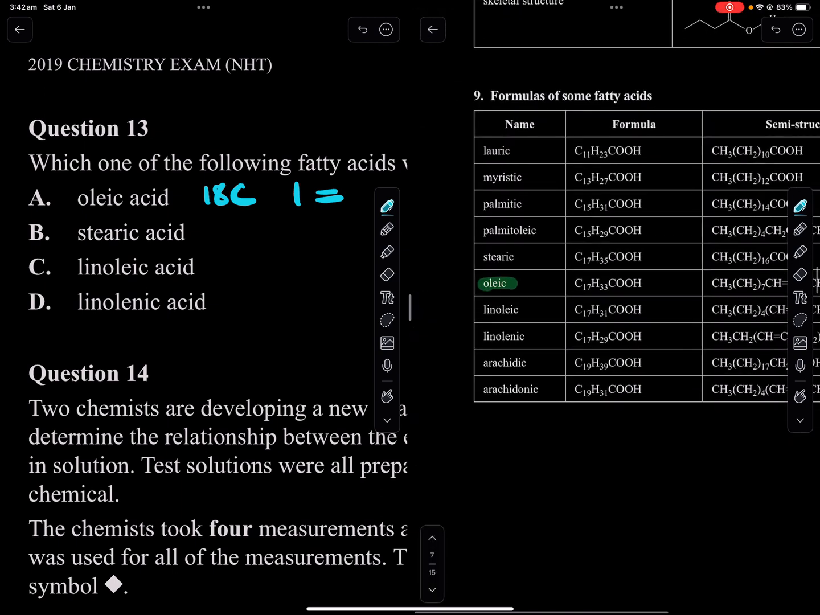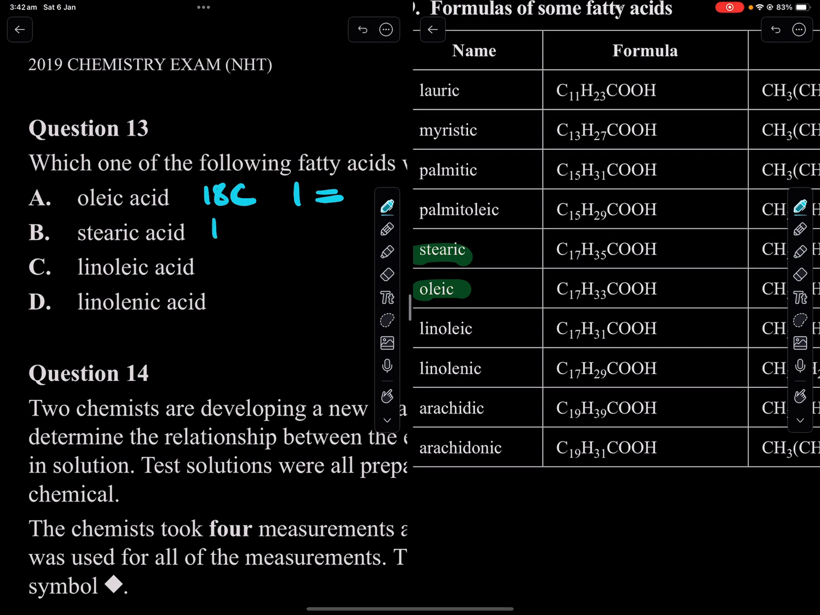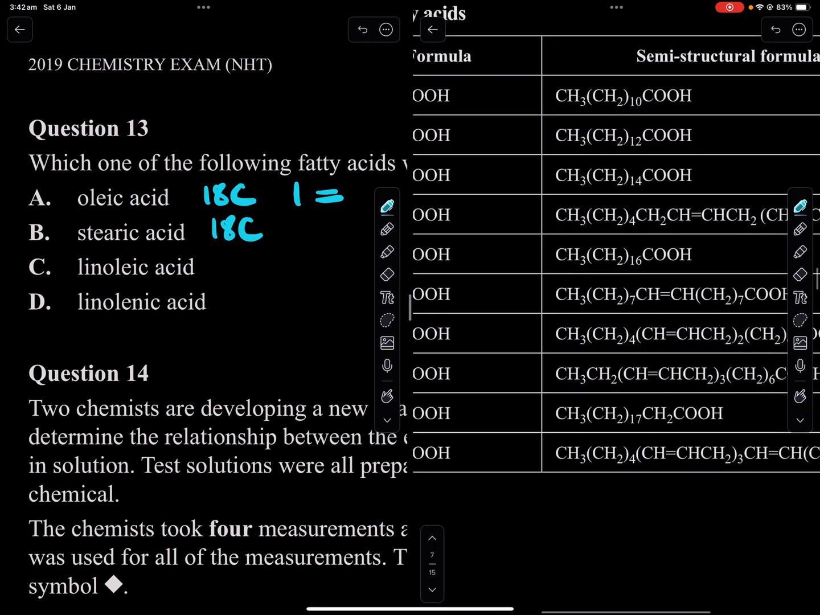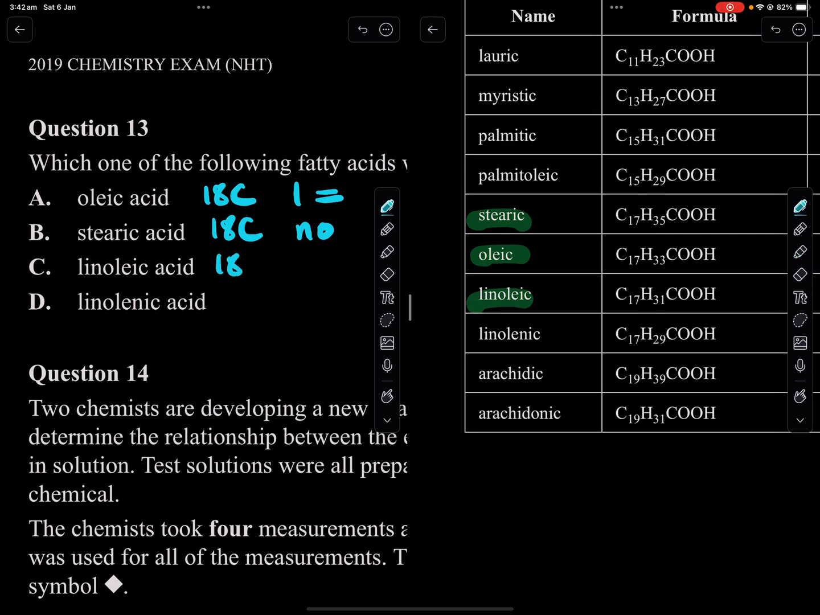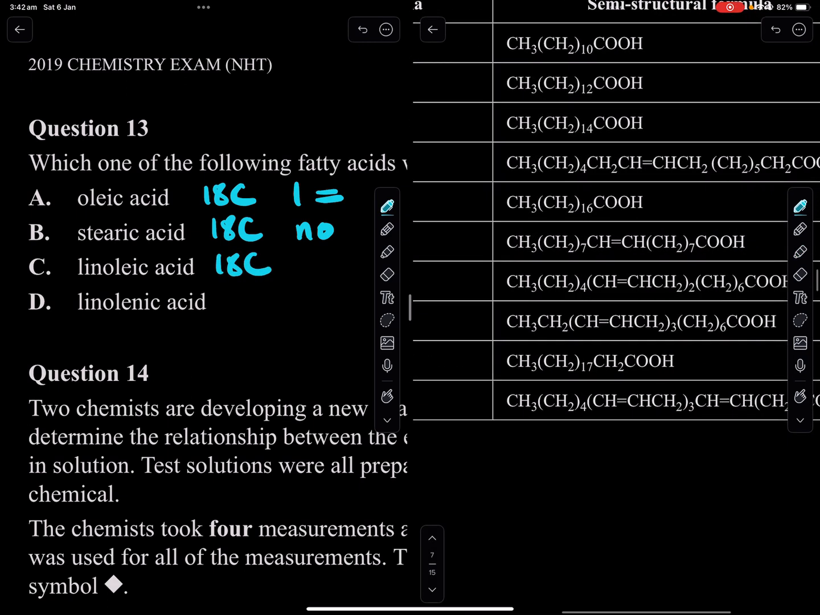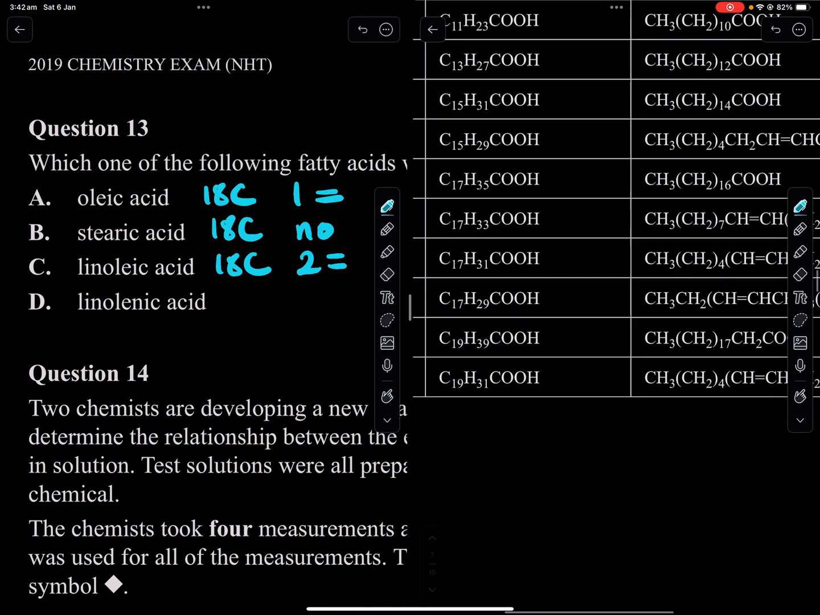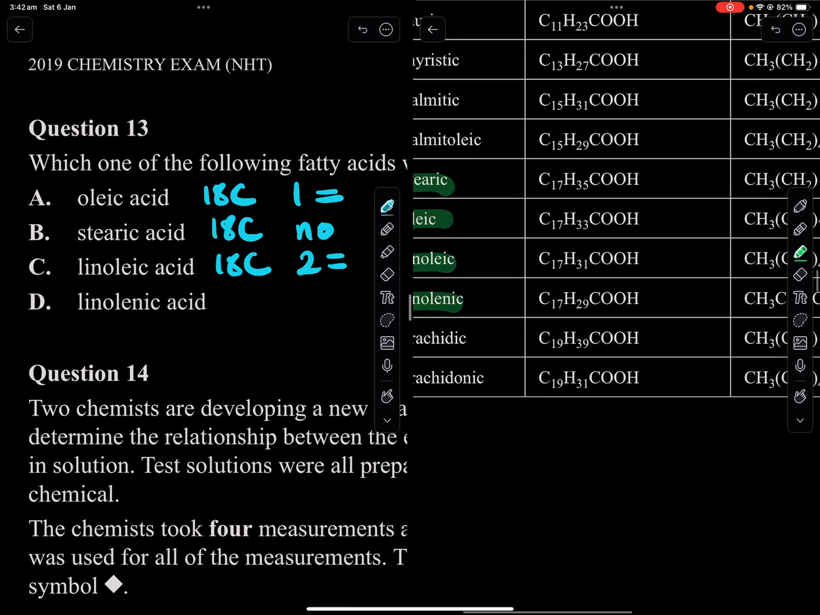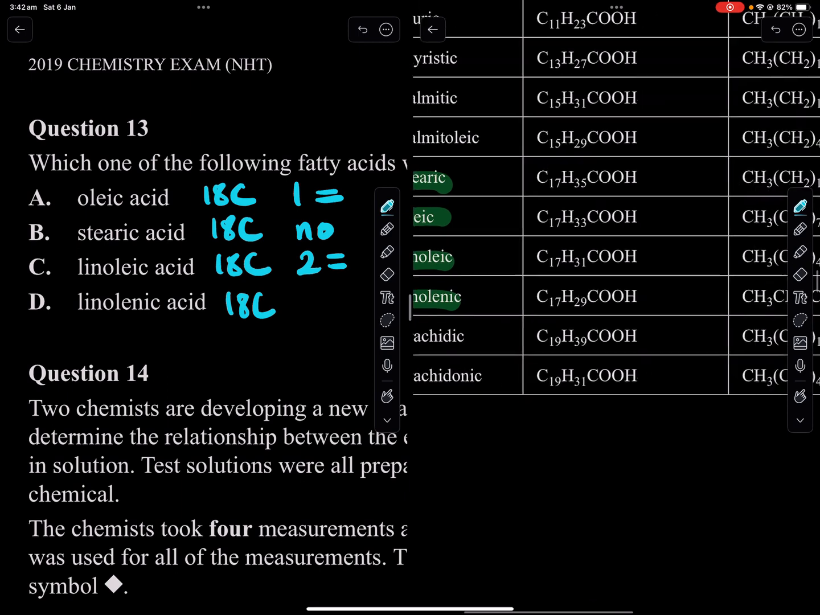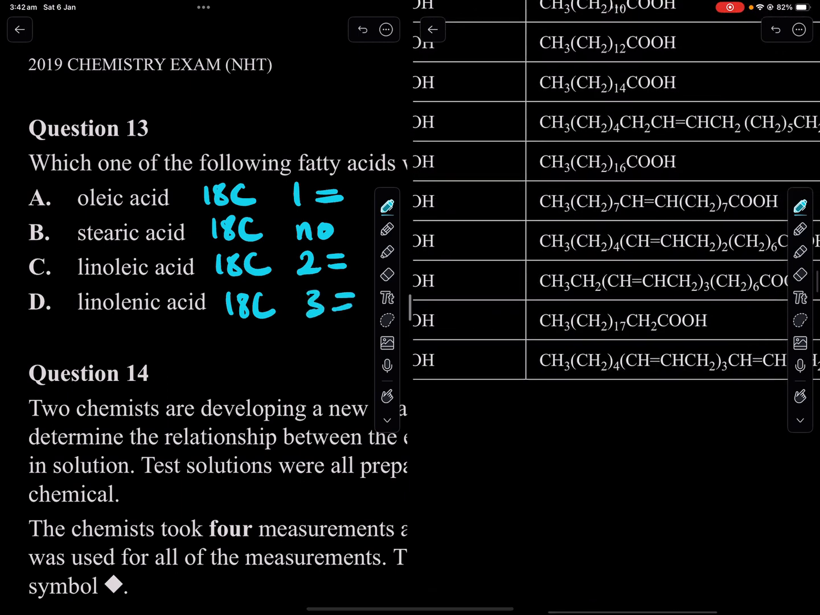What about stearic acid? Let's look at stearic acid here, which is here. It also has 18 carbons. So it's really not affected by this, but it's all about the double bonds. And it has no double bonds. Great. What about linoleic acid? Which is here. It also has 18 carbons, so that's good. And so what about the double bonds? It has 2 double bonds. Okay, and then lastly, linolenic acid, which is this. It also has 18 carbons, and it has 3 double bonds.